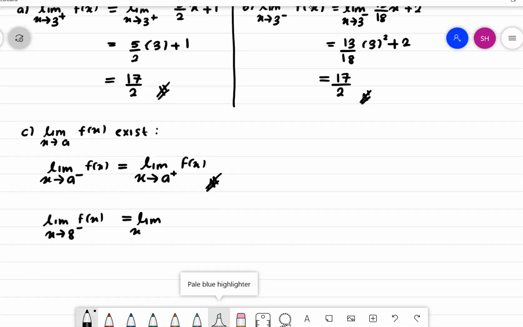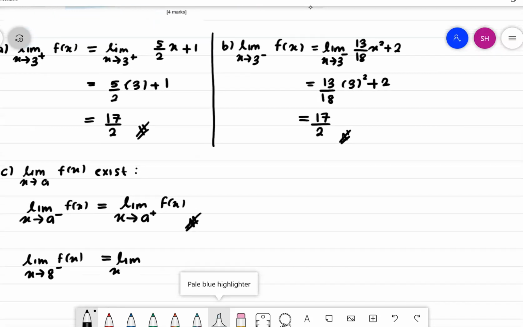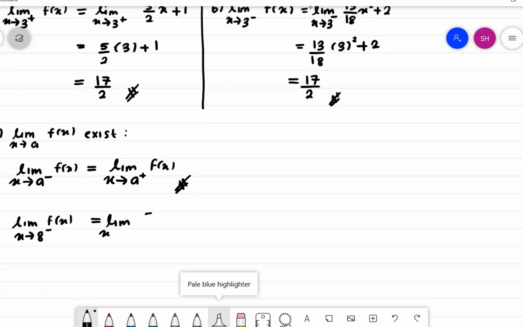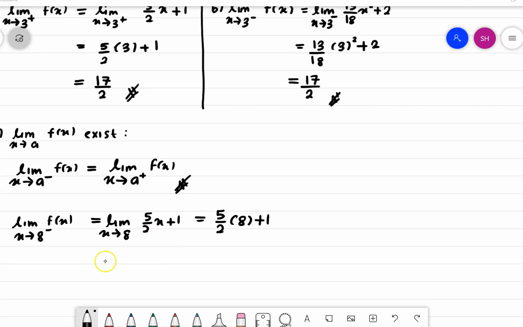Limit of 5/2 x plus 1 as x approach 8. Okay, like before, we substitute x with 8. So 5/2 times 8 plus 1 is 21.